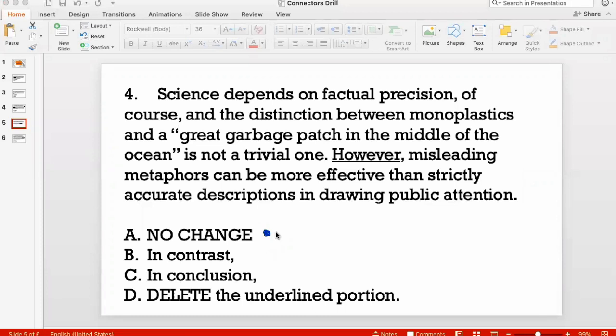Okay, what about "in contrast"? Why is "in contrast" wrong? Because we said there is a contrast in the sentence. "In contrast" would introduce an opposite idea. It would be used when I'm introducing a new idea.